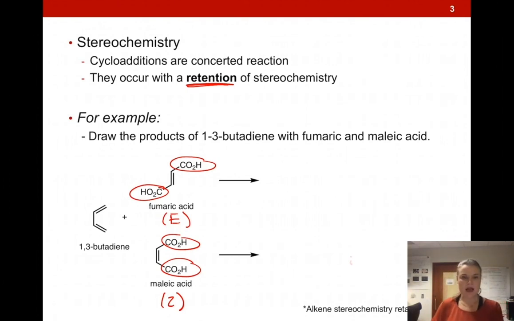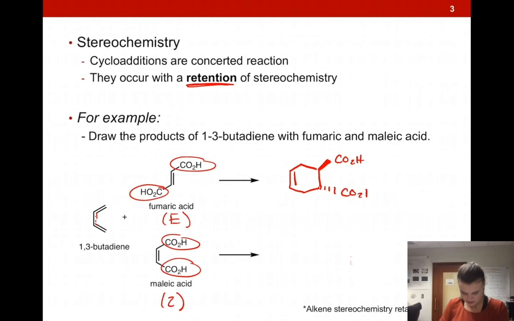Now, if we think about how to arrow push for the Diels-Alder reaction here, we're going to end up with our alkene being here on the ring. So let's go ahead and draw our two products. Now, in fumaric acid, they're on opposite sides, or like we said, trans. So that means they will be trans in the product. Whereas in maleic acid, they're on the same side, or cis, which means they will be cis in the product.